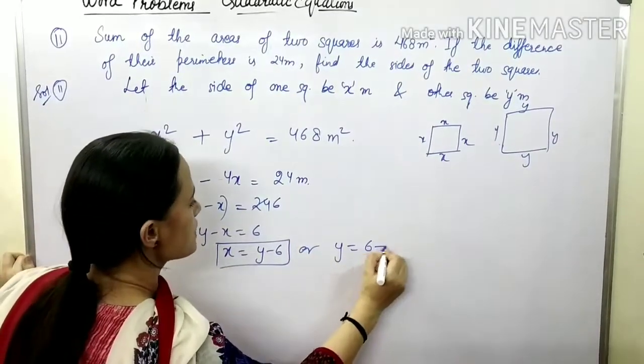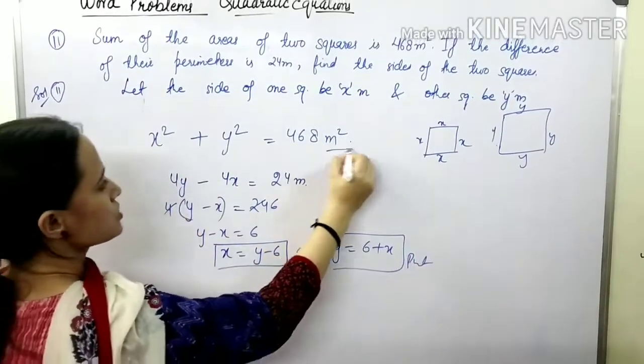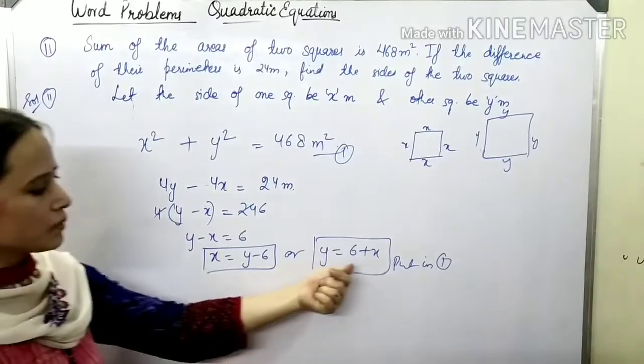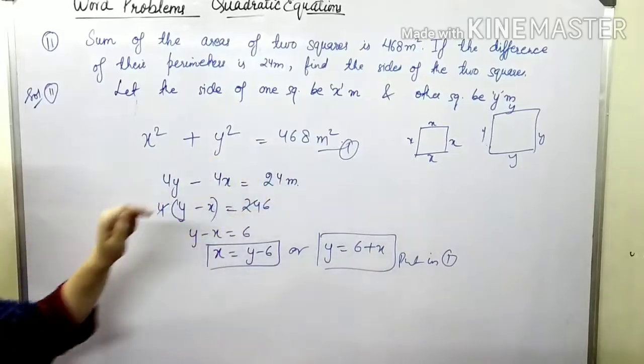y is equal to 6 plus x. So this I am going to put in equation 1, because I am comfortable with x, that's why I am using the value of y. Otherwise this is also correct. Now I am putting the value here.